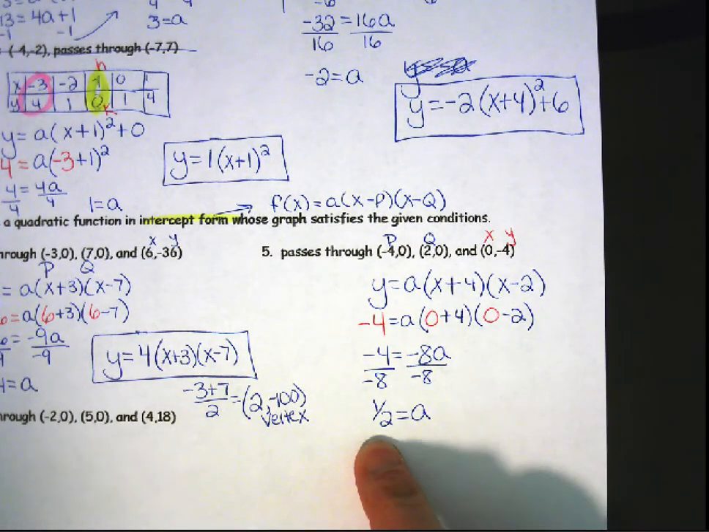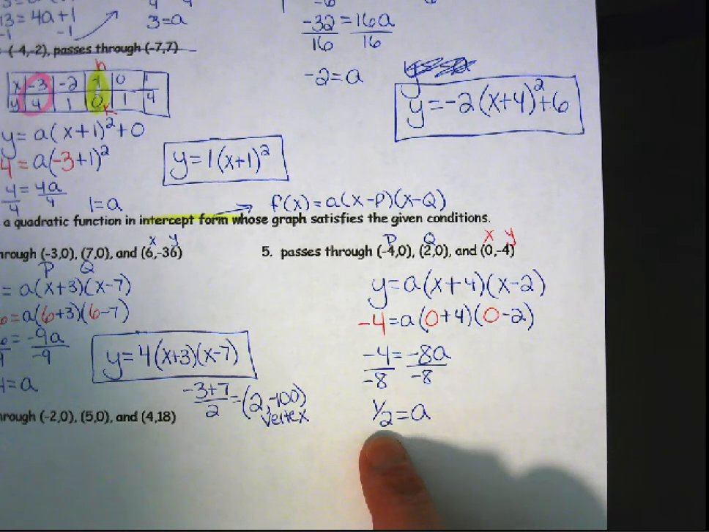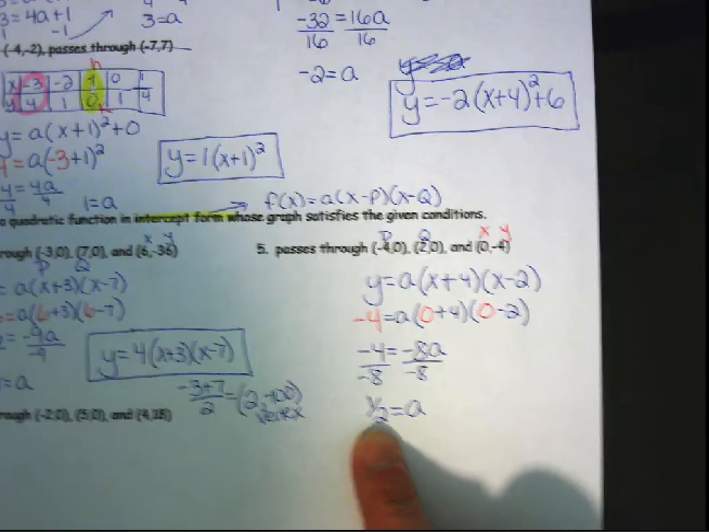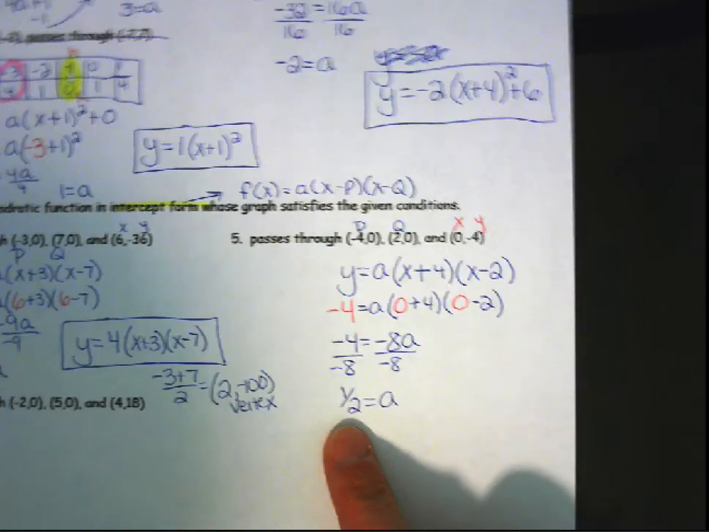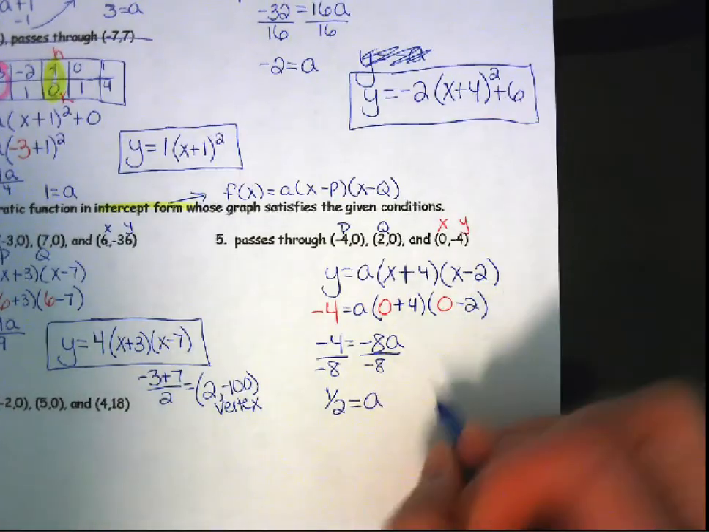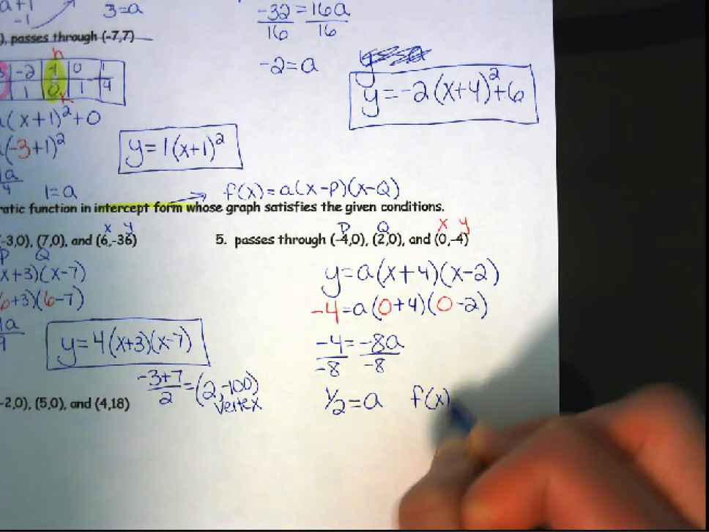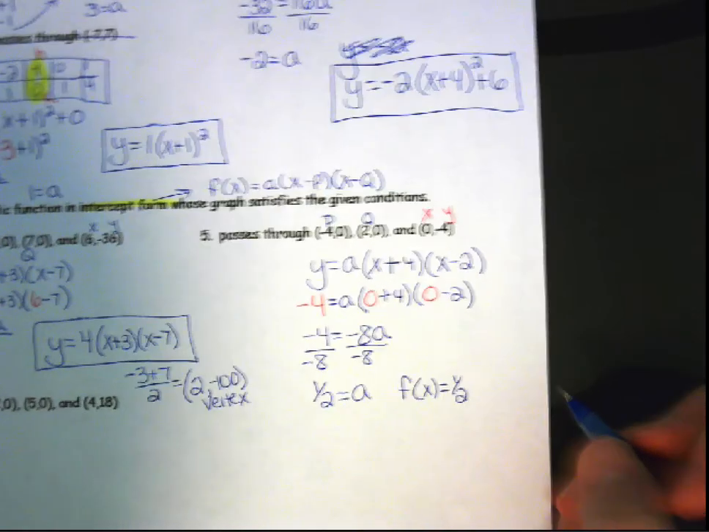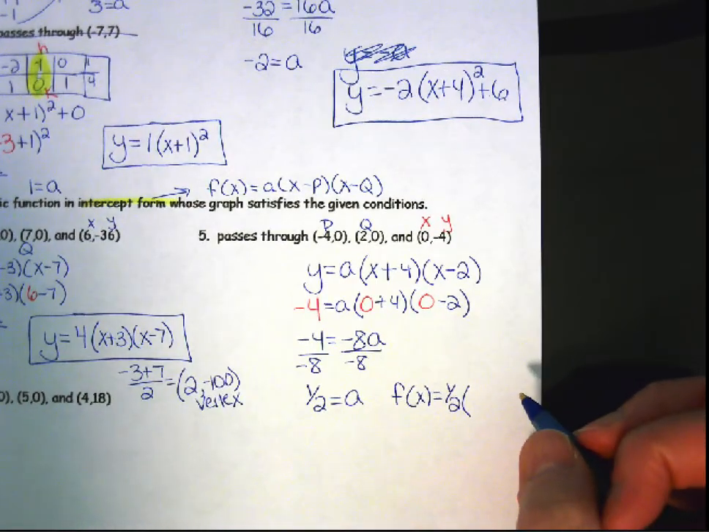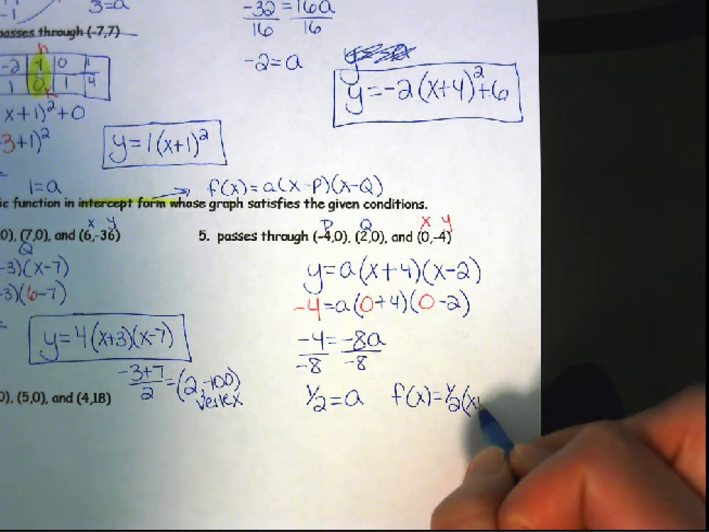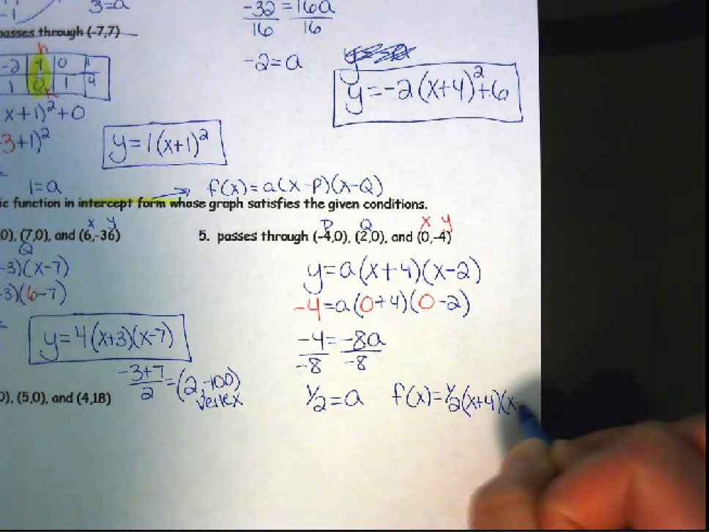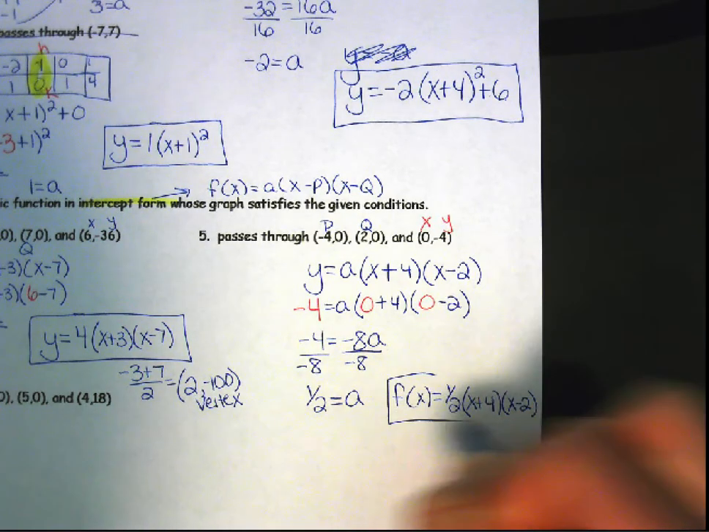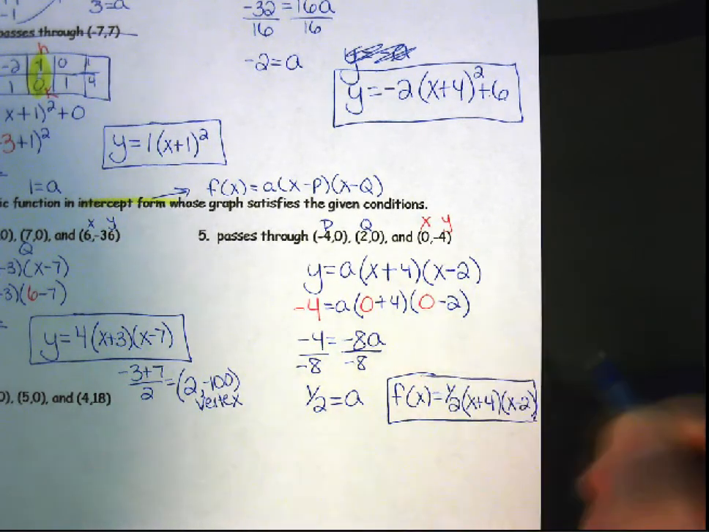Hey, that just means that this opens up and it's a vertical shrink, which means it's a little wider. But don't let the fraction bother you. That's just, hey, telling you it's wider. So we're going to plug that in. We have our vertical shrink, and now we still have our intercepts. So we have our x plus 4 and our x minus 2. And so this is our equation.